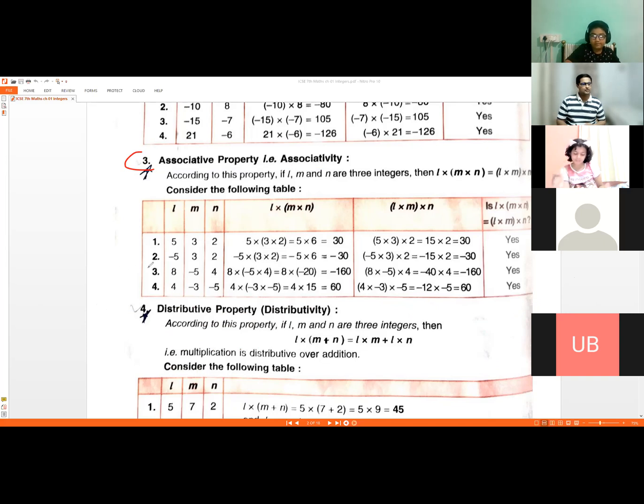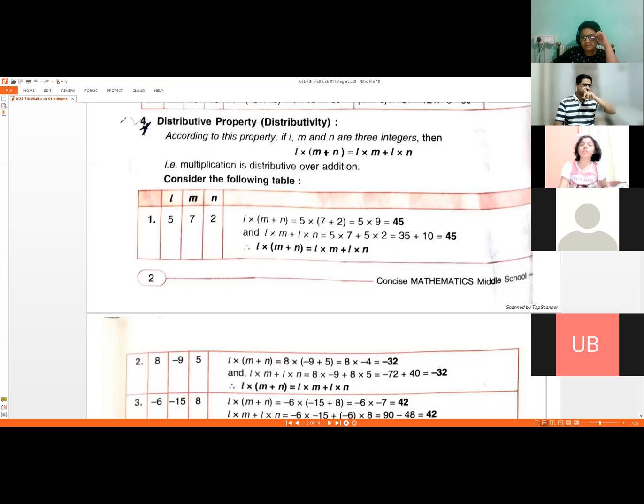Write down one example, maybe the fourth one. You can write down the fourth example. Is that right? Did everyone understand? Fourth property: distributive property, distributivity. What is the distributive property?